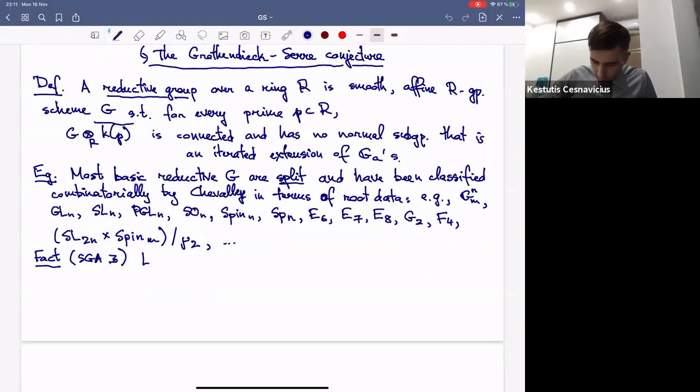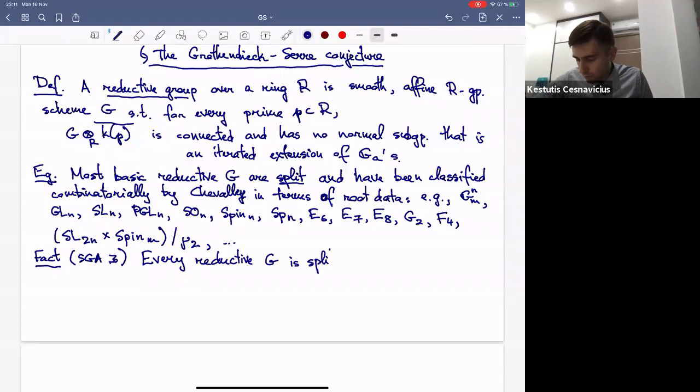Every reductive group G is split locally on the base. So in some sense, the split ones up to twists, up to forms, classify; this combinatorial classification captures everything in some sense, although of course there's a lot of arithmetic richness involved in this, locally on R.